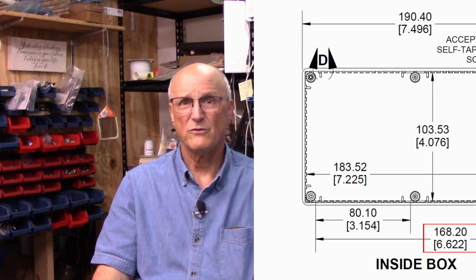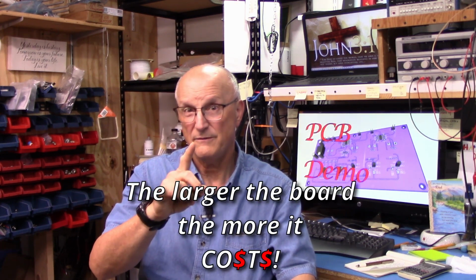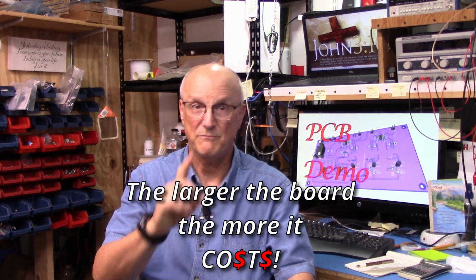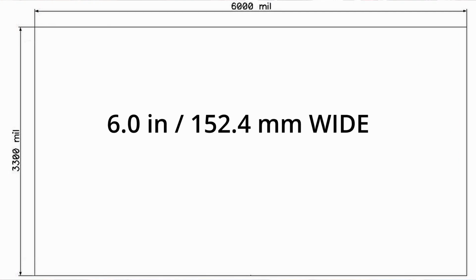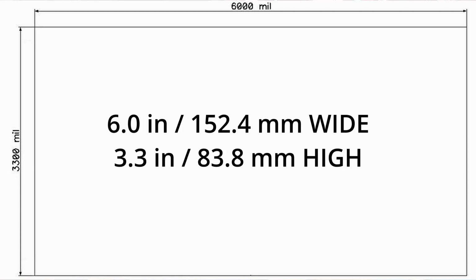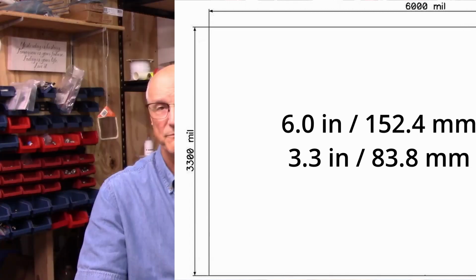We want a little extra wiggle room, so we do not design the board to just fit into the enclosure. The other consideration is cost. Remember, the larger the board, the more it's going to cost to have it made. So we'd like to try to make the board as small as possible, yet without making it impossible to get everything in there. So after much consideration, I'm going to shoot for 6 inches or 152.4 millimeters wide by 3.3 inches or 83.8 millimeters high.